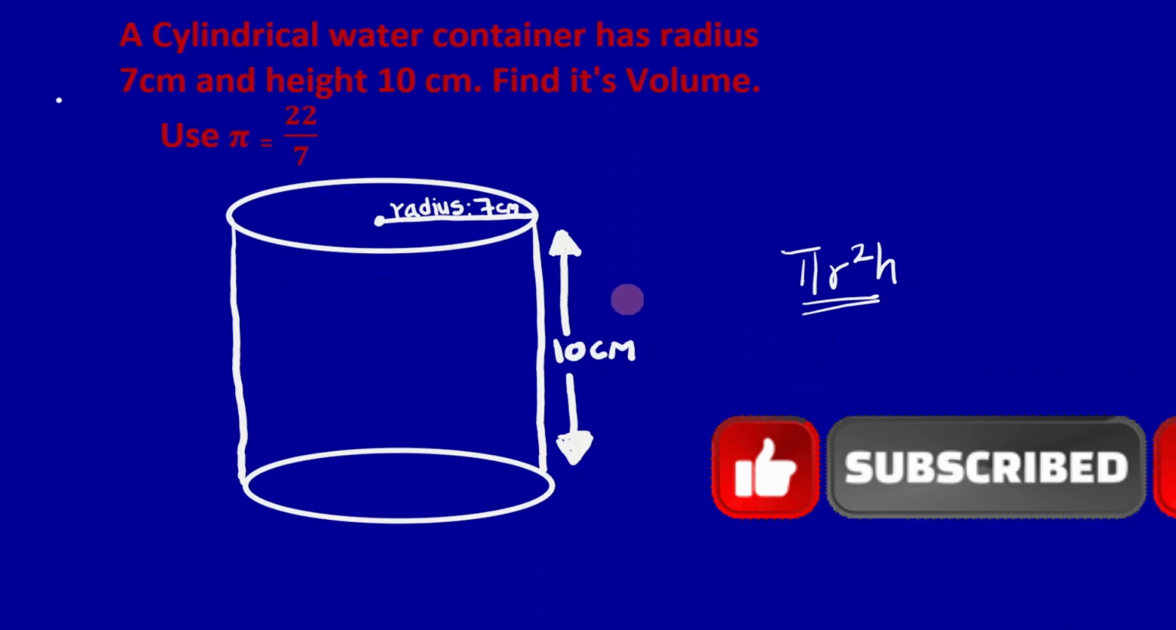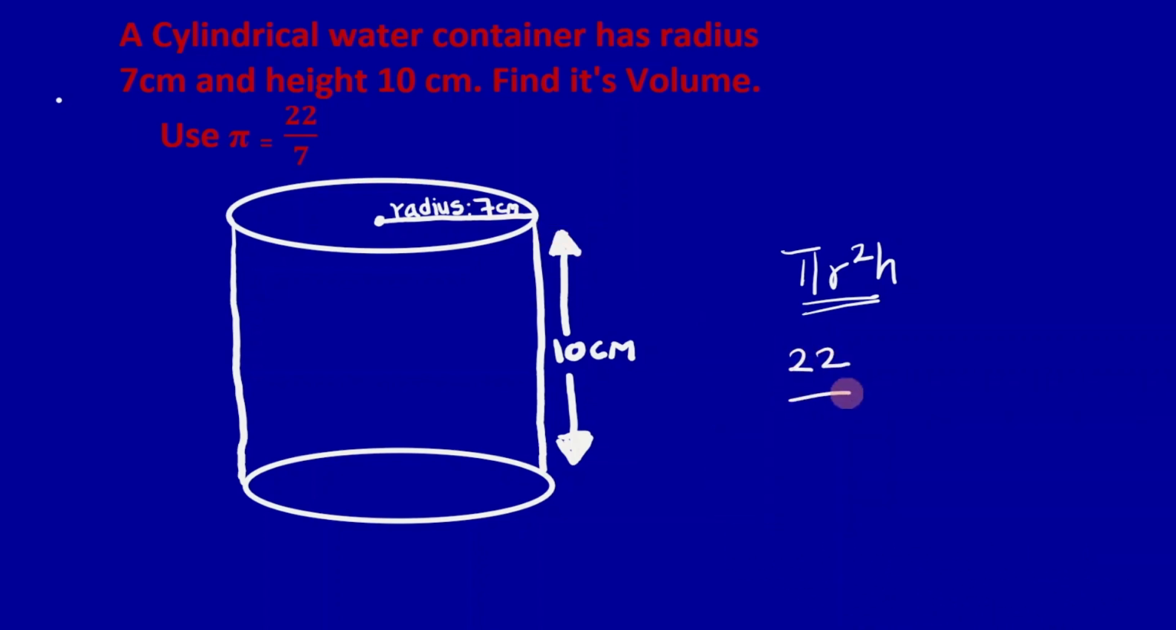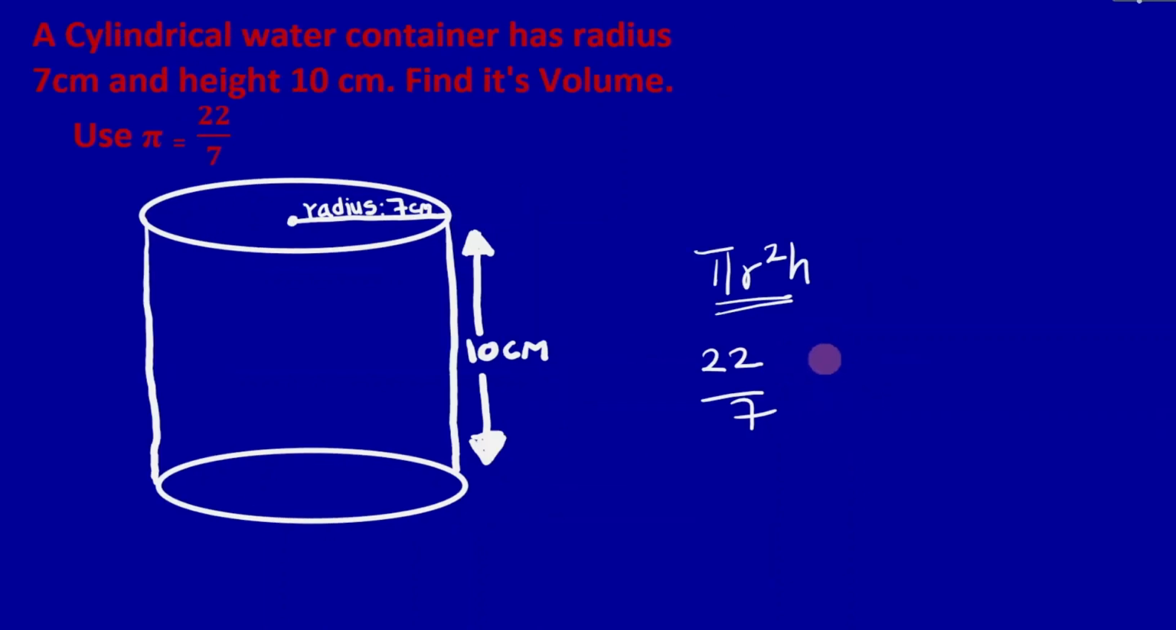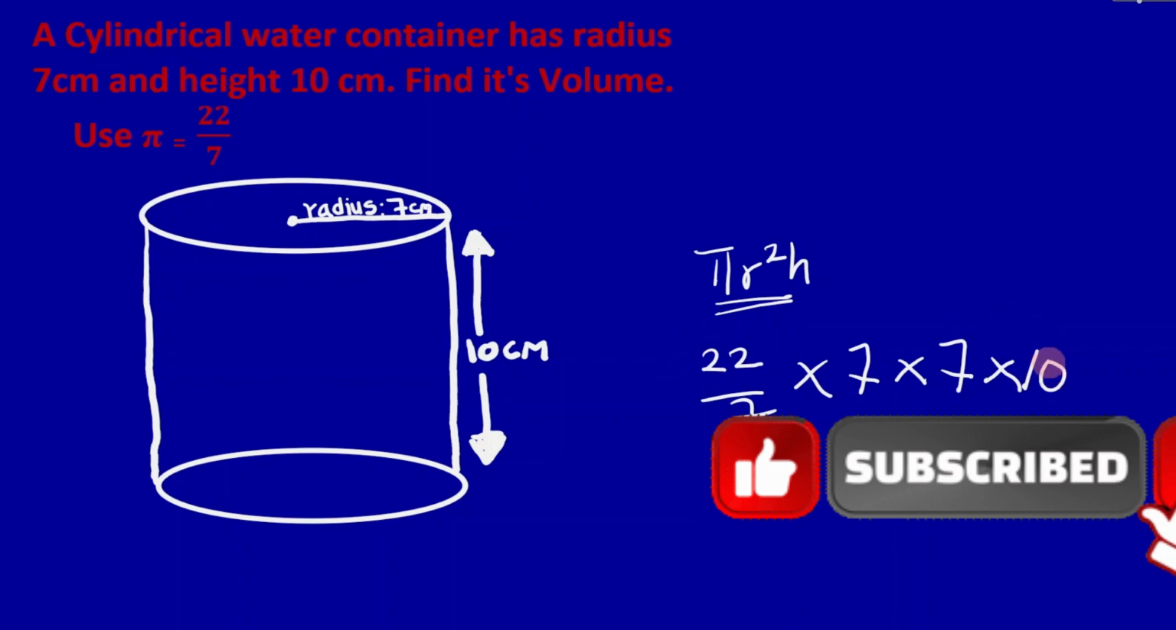So our pi is already given, which is 22 over 7, which multiplies the radius. And the radius here is 7 centimeters. That is 7 centimeters because the radius is squared. Therefore, we are going to have 7 centimeters multiplied by 7 centimeters, which also multiplies the height here, which is 10 centimeters.